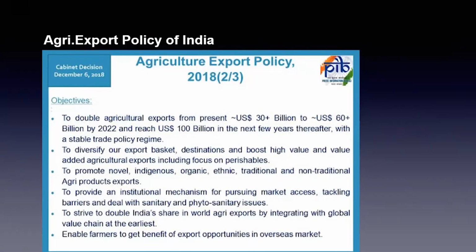So our concern is not trade barriers. It is basically NTB or NTM. They call it non-tariff measures or non-tariff barriers. So, what are the mechanisms to address this NTB to access global markets, and how to align our farm exports with the GVC, global value chain? So, we should strive to double India's share in world agri exports by integrating our farm sector with GVC. And every one of you is very familiar with GVC, global value chain.